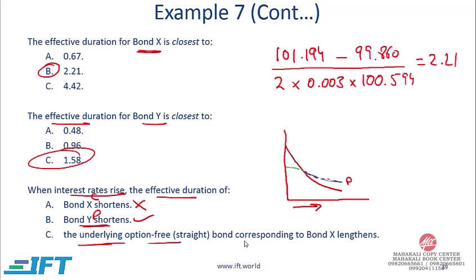C, the underlying option-free straight bond corresponding to bond X lengthens. So they are talking here about the red bond, which is the straight bond. As interest rates rise, the effective duration actually is becoming less. Notice that the slope becomes less and less. It actually doesn't change that much over here, but if anything, it is becoming a little less. So clearly this is also not the correct answer. The best answer is B.